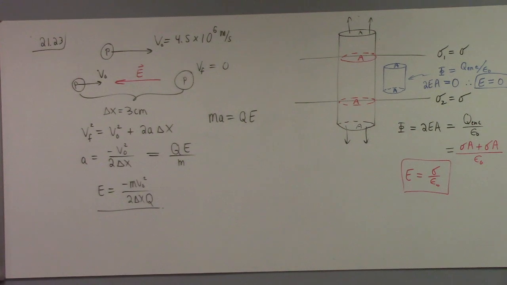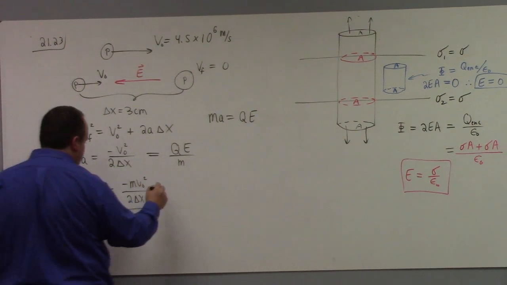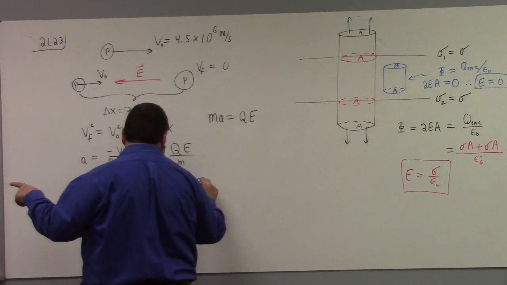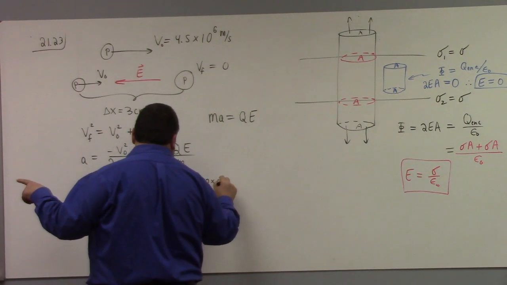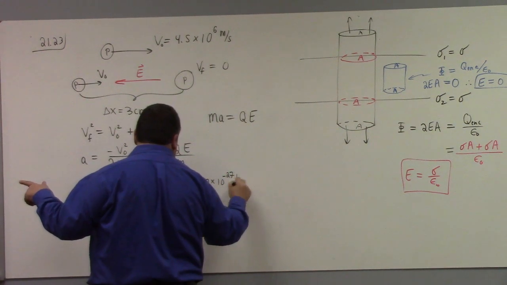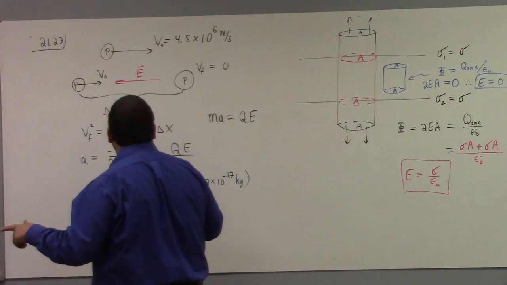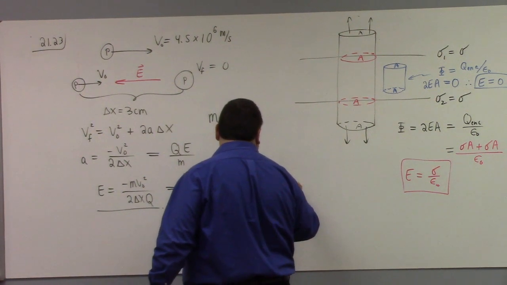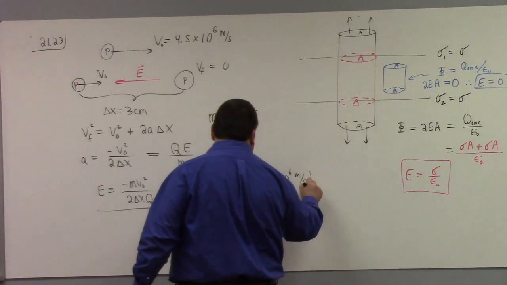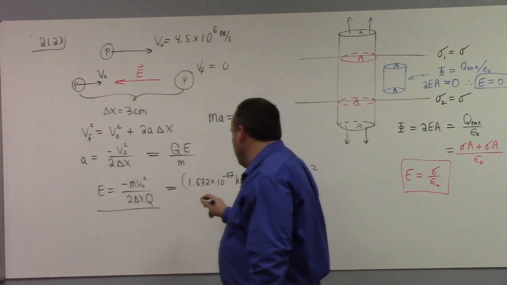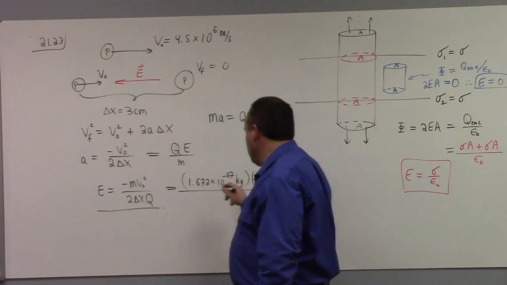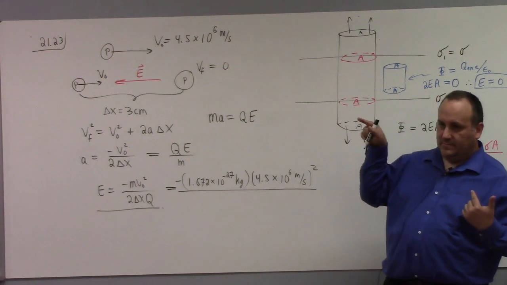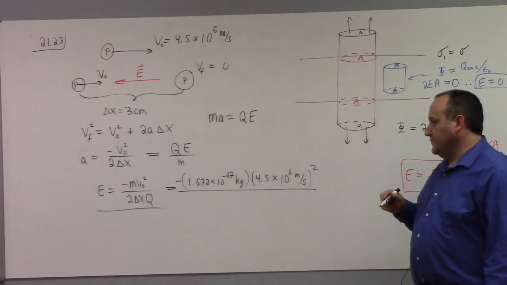What did we have? The mass of the proton was 1.672 times 10 to the minus 27 kilograms, I think. Now V naught, we got to square that. So we got a 4.5 times 10 to the 6th meters per second, square that thing. And then don't forget your minus, I suppose. That just indicates that it's that way. And 2 delta x.